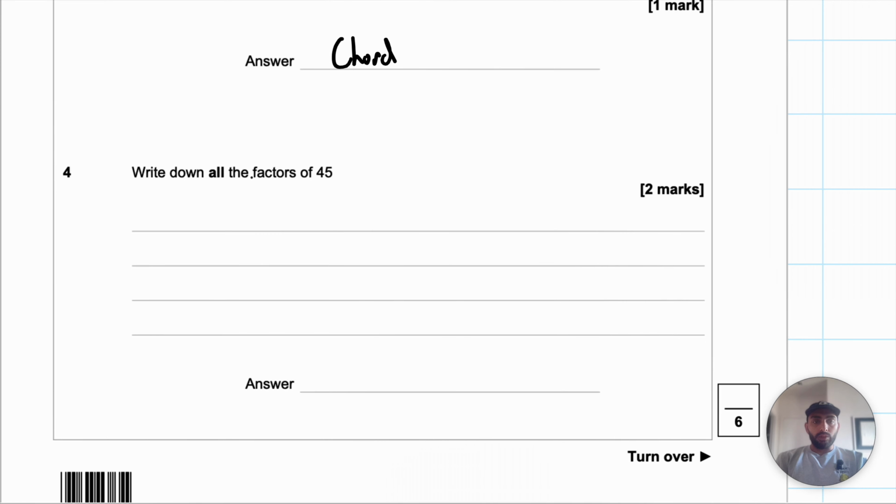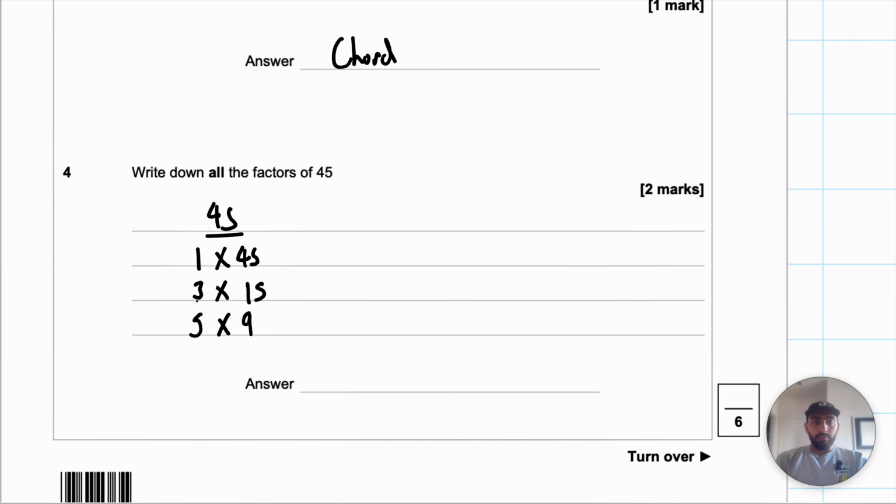Question 4, write down all the factors of 45. So I always start with 1, and 1 would pair with 45. 2 doesn't go in because it's not even. 3 does go in because 4 add 5 gives you 9, and that's a multiple of 3. So 3 times by 15. 4 doesn't go in because 2 doesn't go in. 5 does go in because it ends in a 5. It would be 5 times by 9.